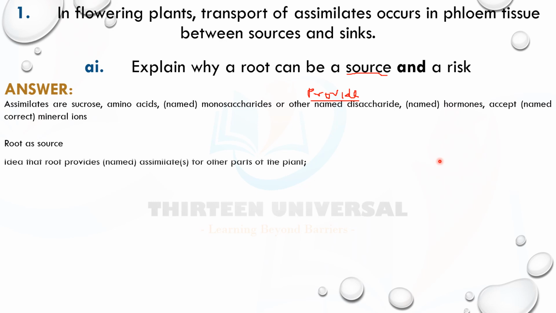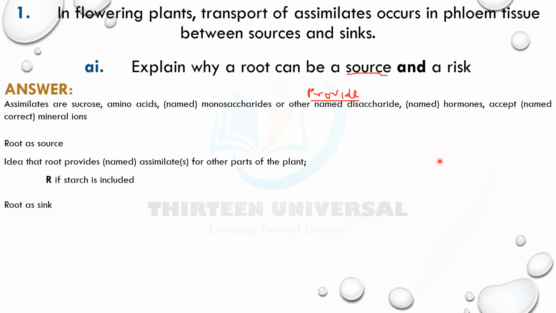So root as source, the root provides assimilate for other parts of the plant. That's what a source does, provides assimilate for other parts of the plant. So reject starch because starch is not transported. It's only sucrose or assimilates. So very, very important. So the root can as well act as a sink.